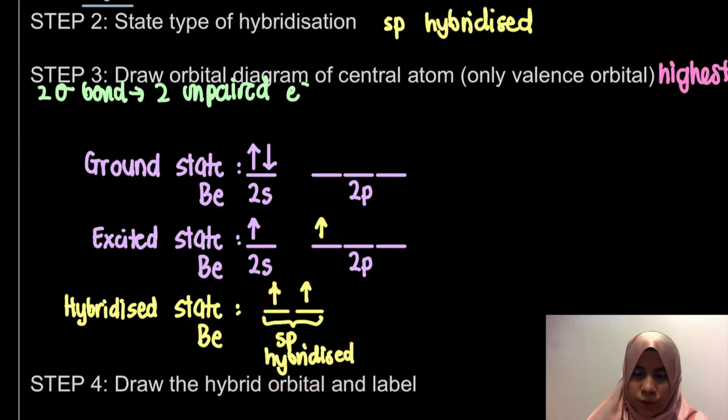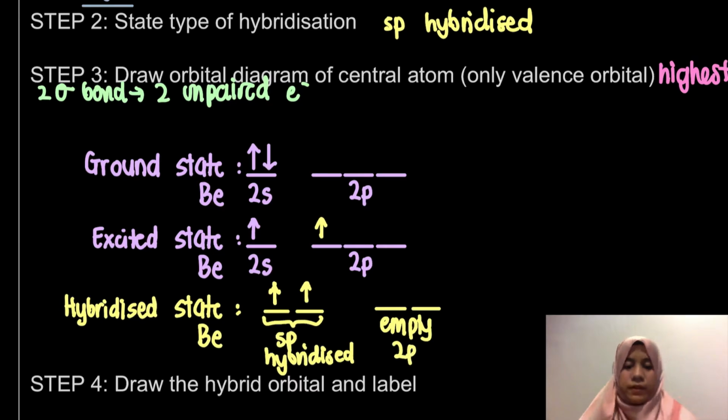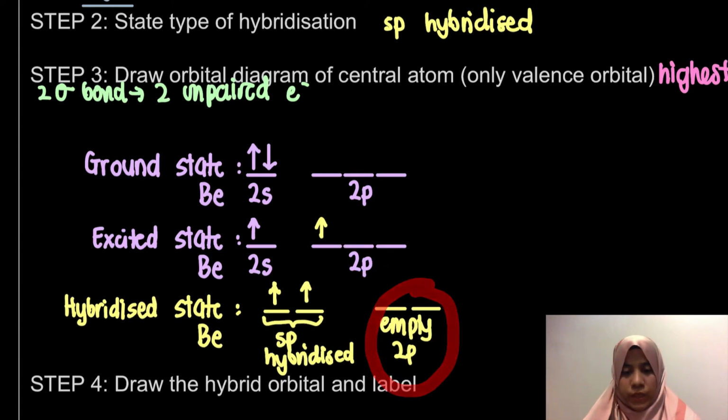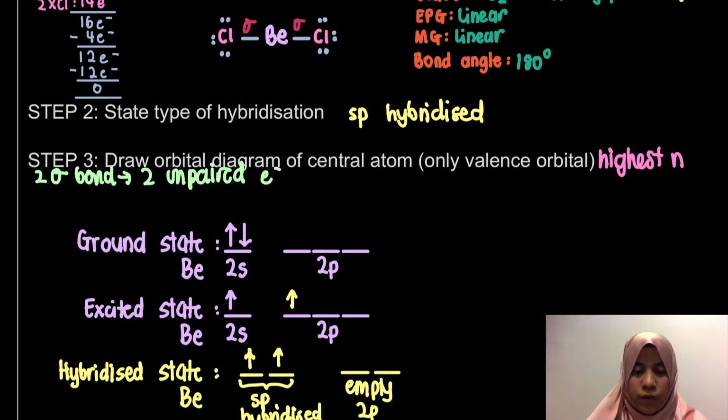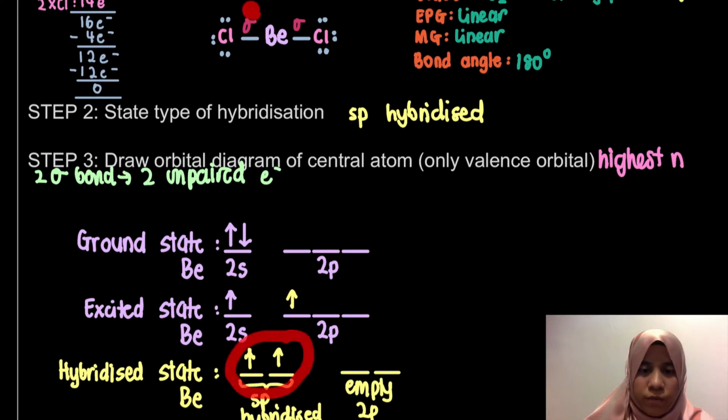Okay, what happened to these 2? We copy these 2 back and write, this is the empty 2p. This is not being hybridized, so it is still our 2p orbital. So we write empty 2p. Now it fits, because when we have 2 unpaired electrons, only then can we form sigma bonds with the chlorine.